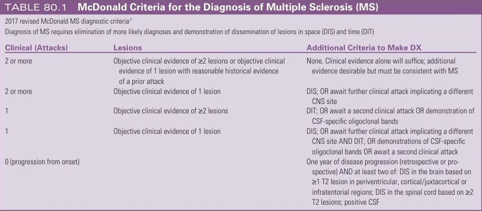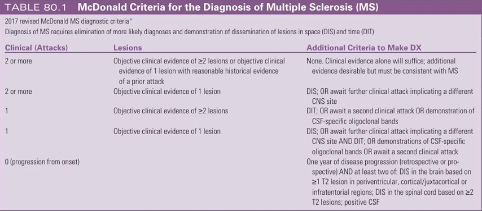Imagine you are a detective investigating a crime scene. To convict a suspect, you need proof that they operated in multiple different locations and struck at different times. In the medical world, diagnosing multiple sclerosis follows exactly the same logic.